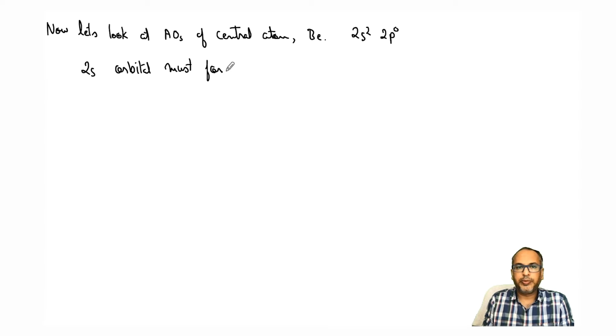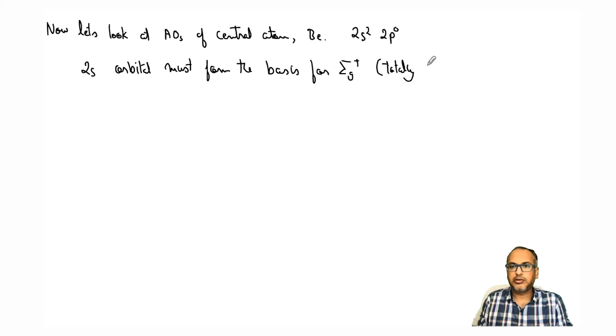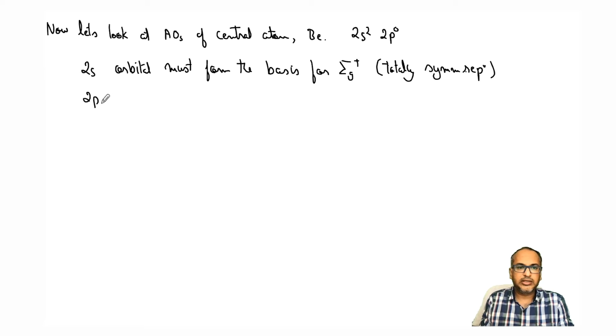it must form the basis for sigma g plus. That is the totally symmetric representation, right? And 2p orbitals, let's say 2px, 2py orbitals, they form the basis of pi u as the pi u IR representation, right? And 2pz forms the basis for sigma u plus IR representation.